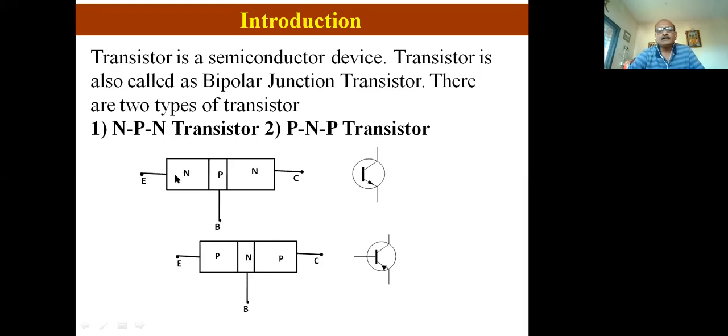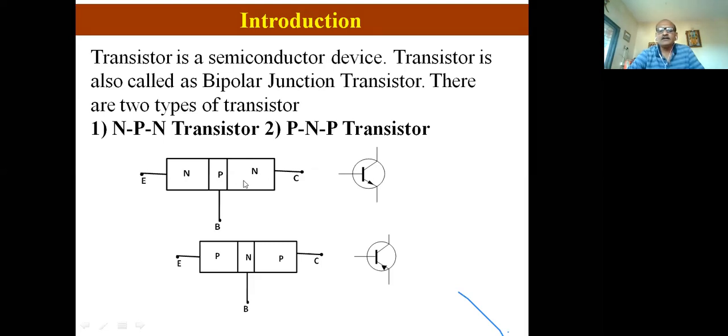Now, we have also seen that this region is called the emitter region. The terminal taken from this emitter region is called the emitter. This region is called the collector region. The terminal taken from this collector region is called the collector. And the middle region is called the base region, and this is the terminal called the base.